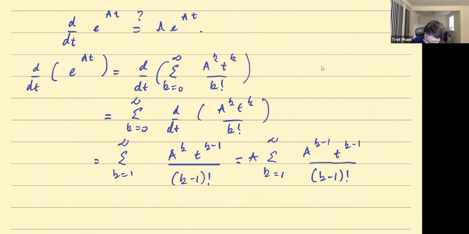All right, so then, right, I will do a change of variable. Instead of k minus 1, I just do a k. But then, right, the cost of this is I move this summation back to 0. All right. But then you recognize that, right, this is exactly e to the At, as required.